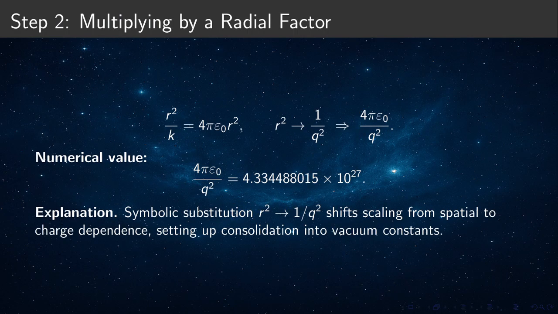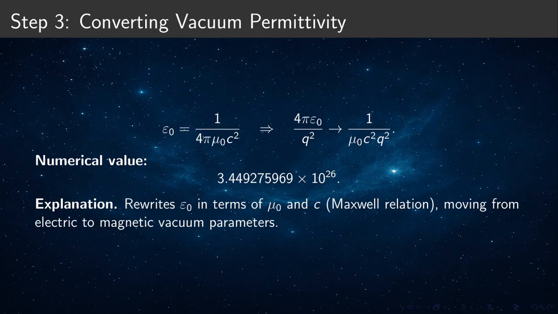Step 2. Multiplying by a radial factor. Next, we introduce a radial scaling factor, r squared. Then we make a symbolic substitution. r squared transitions to 1 over q squared. This shifts the dependence from spatial scale to charge scale. The expression now becomes 4 pi epsilon naught over q squared. Numerically, this grows to approximately 4.33 times 10 to the 27th.